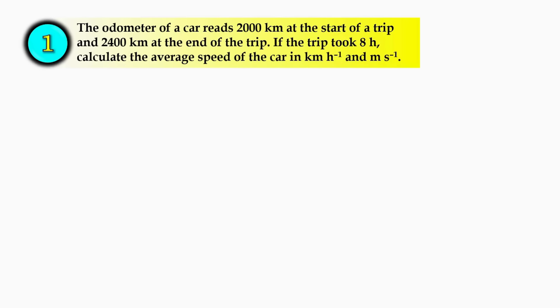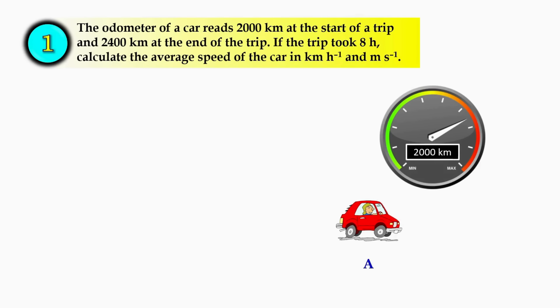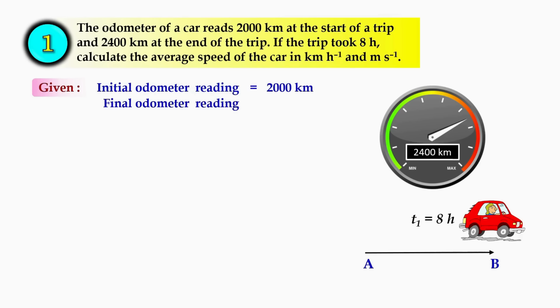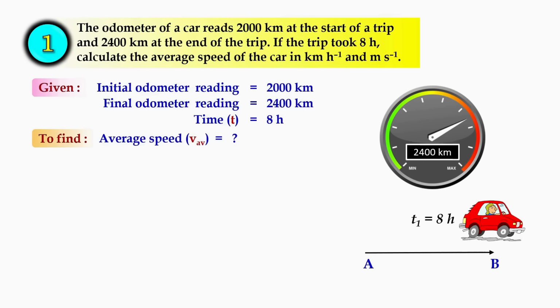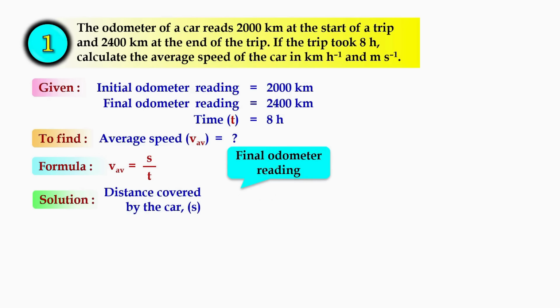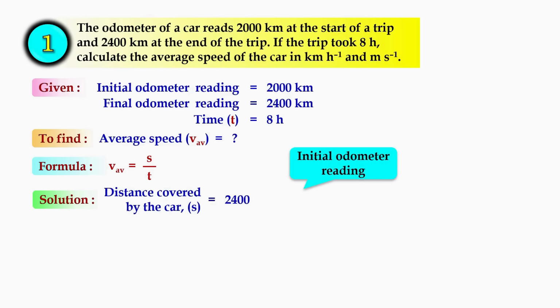First, let us write the given values. The initial odometer reading is 2000 kilometers. The final odometer reading is 2400 kilometers. The time taken for the trip is 8 hours. Now we find the distance covered by the car. Distance covered equals final odometer reading minus initial odometer reading. So the distance becomes 2400 minus 2000, which gives 400 kilometers.